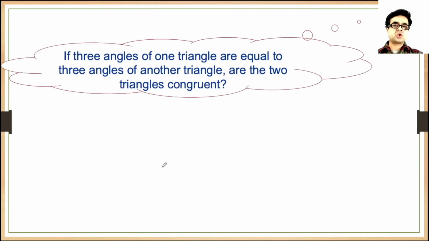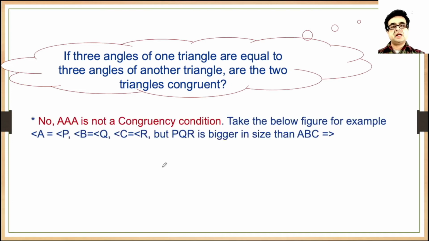That's a question that automatically comes into mind. Why is that not a congruency condition? Three angles are equal, right? And AAA is not a congruency condition. So don't get into a trap if you see three angles equal, assuming those triangles are going to be congruent or duplicate of each other.